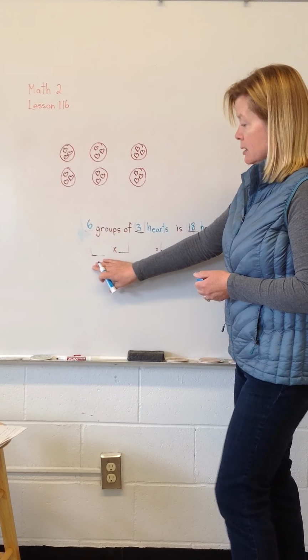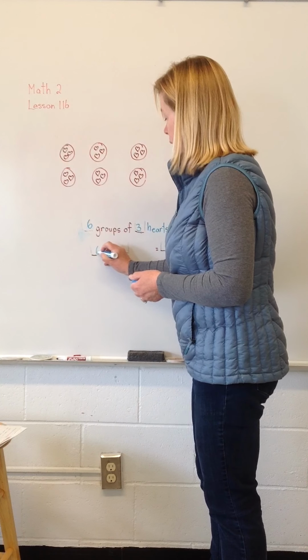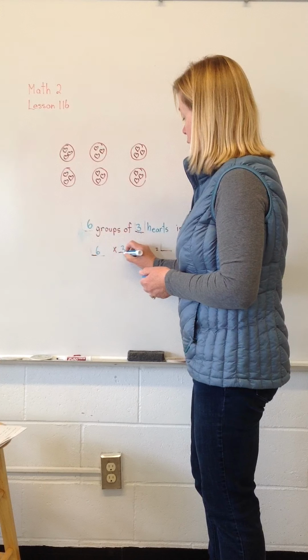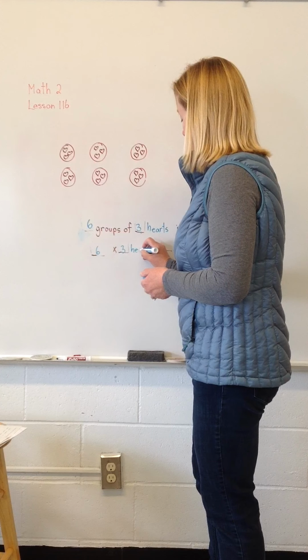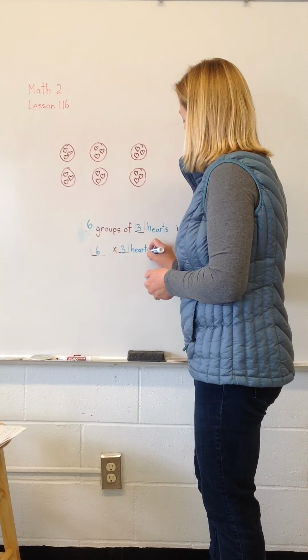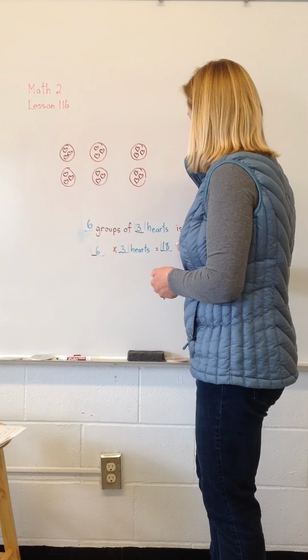Okay, our number sentence at the bottom. 6 groups of 3 hearts equals 18 hearts.